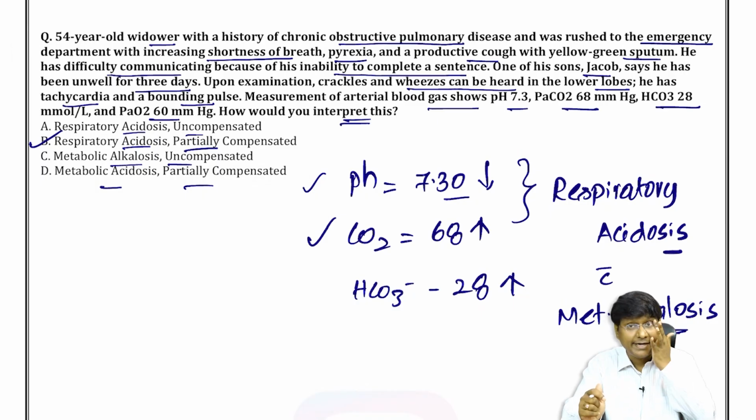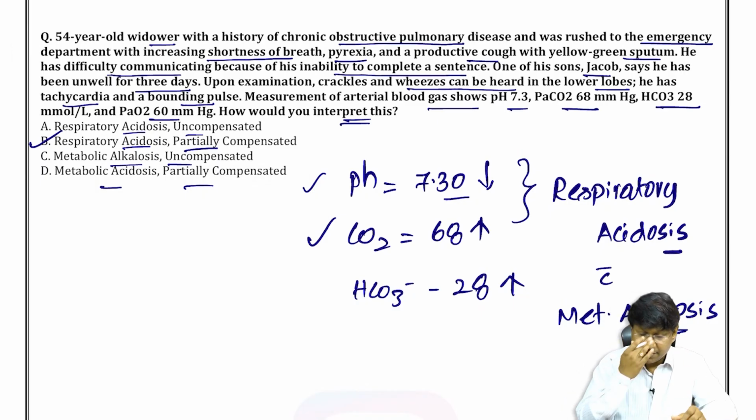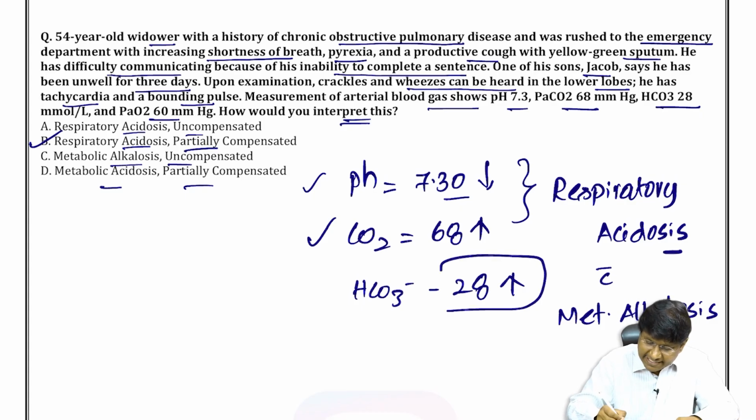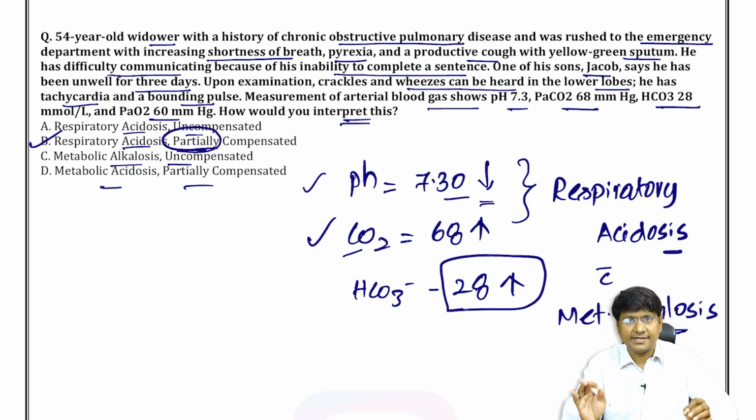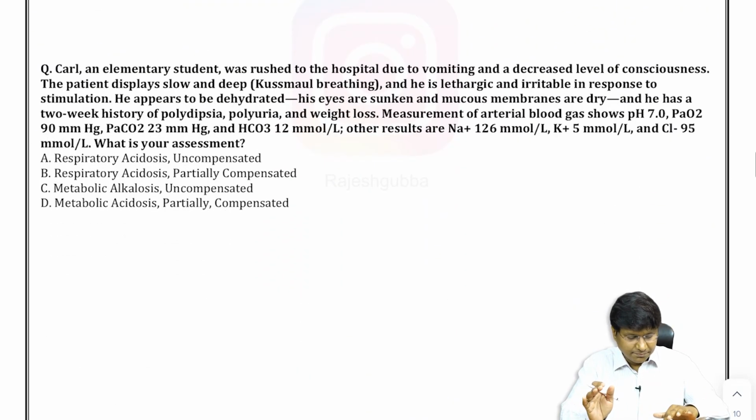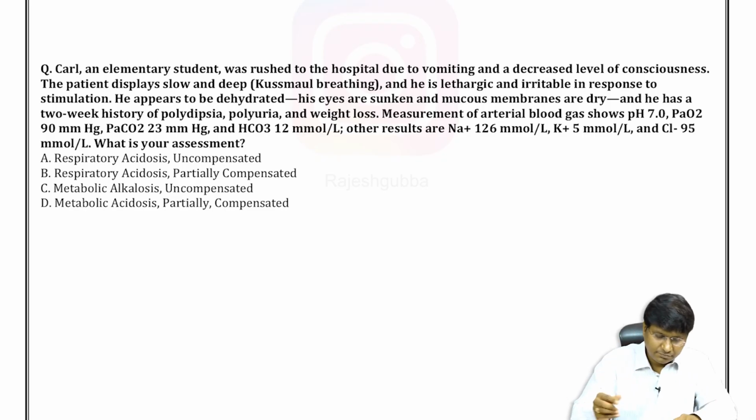Now we'll try to make out this question. So in this question, what is it that you are observing? Your bicarbonate is increasing in the direction of your primary, that is your carbon dioxide, but the pH did not normalize. That is the reason why we call this partially compensated, right? Next. Now you see the next question.